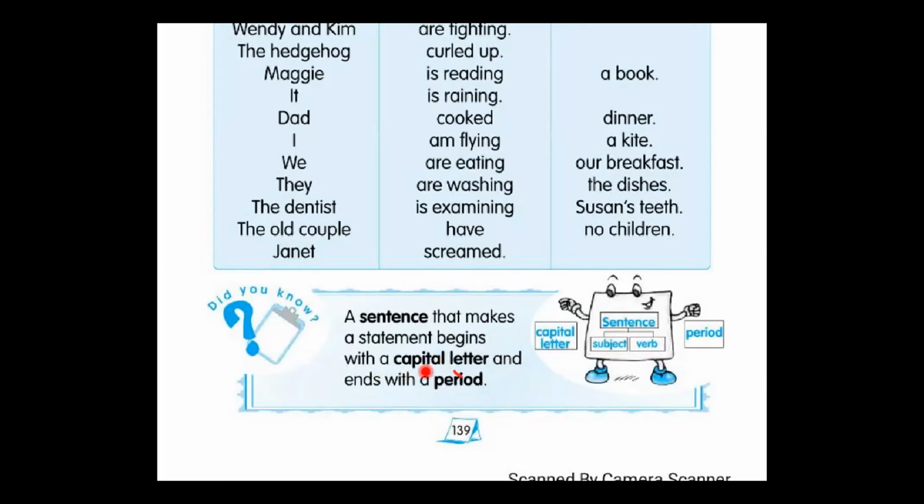A sentence begins with a capital letter and ends with a period. Okay, so sometimes a sentence ends with a period. For example, we are going to the market for an hour, like that. So the period is also mentioned. Are you getting what I'm trying to say? Yes, ma'am. When there is a sentence, sometimes it ends with a period also.